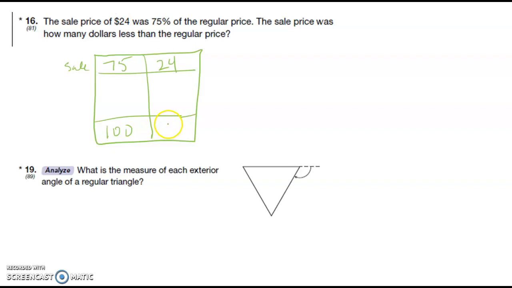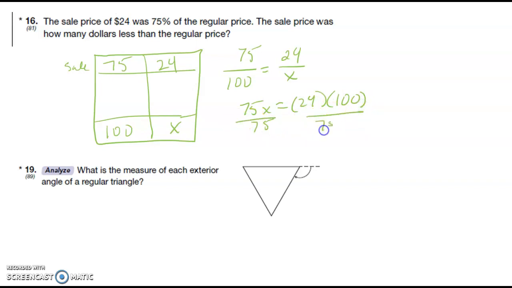That's a really good question. Why do these vex me so? So let's do this. Let's find the regular price. 24 times 100, and I get 32. And that's just the regular price.